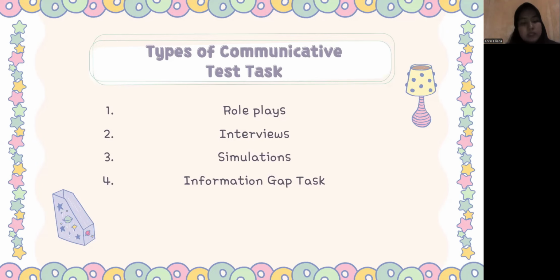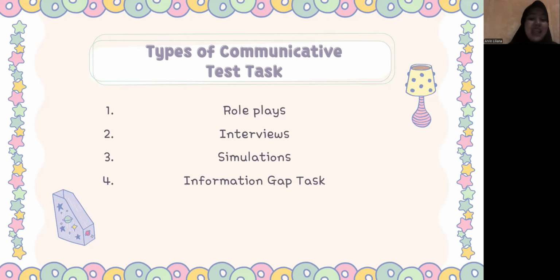Next is simulation. Simulation involves recreating real-world situations that are more complex and require learners to solve a problem or achieve a goal using communication. The purpose is to test the learner's ability to navigate complicated tasks that require cooperative communication or decision making, often involving a group.